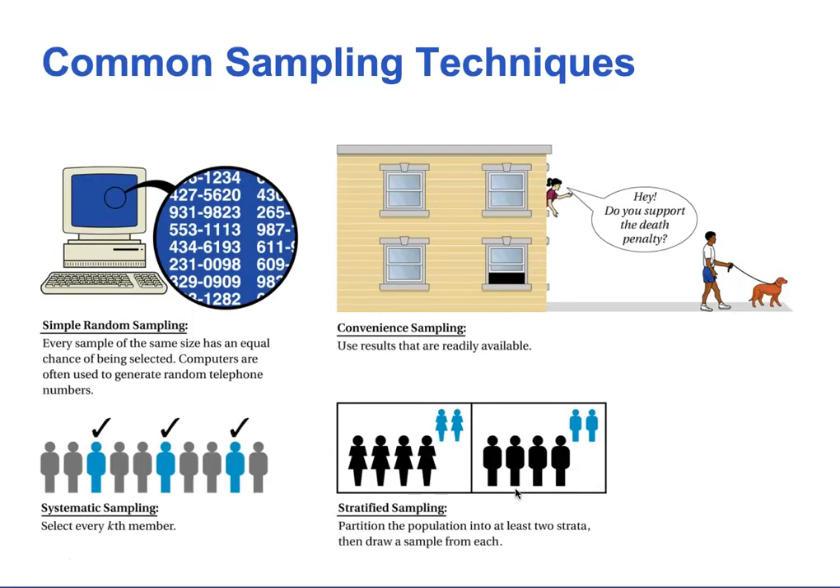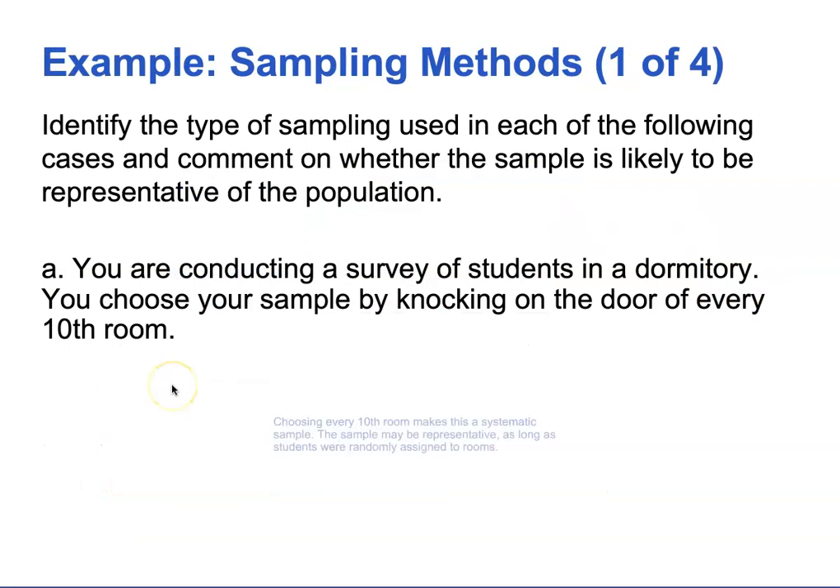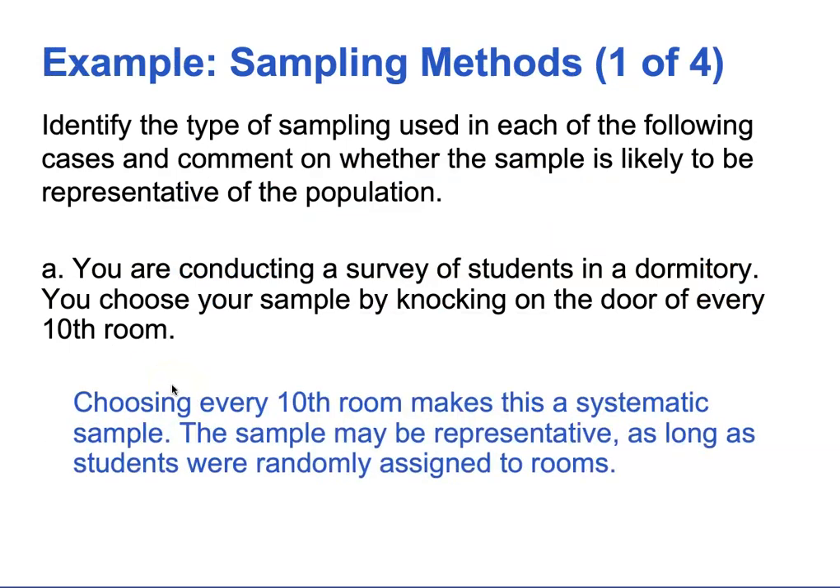Now, if we go back to our chart, notice we didn't randomly do it. It's not convenient who's next to us. We didn't put people in a group. This is systematic sampling. You're going to every 10th door, okay? Choosing every 10th room makes a systematic sample. The sample may be representative as long as the students are randomly assigned to rooms. If you are in a dorm room with just females, you're not going to represent any males in this.